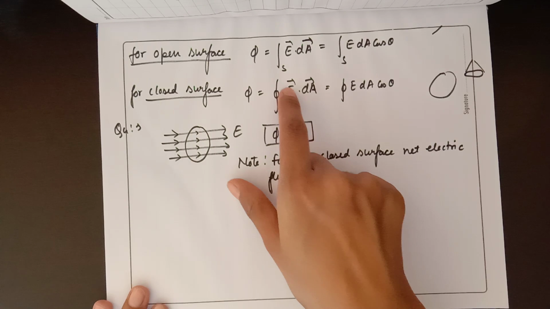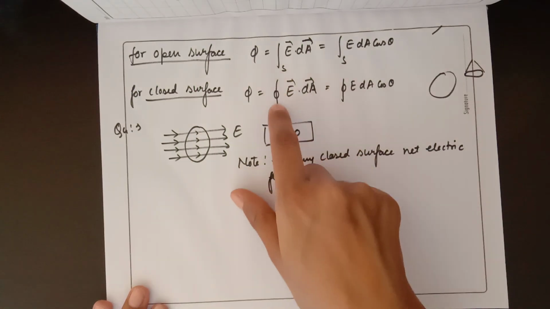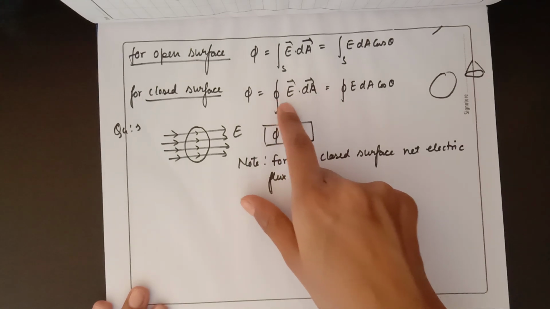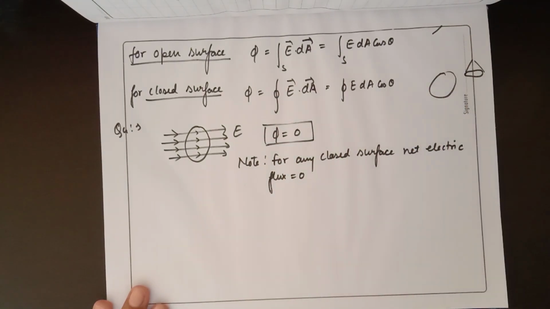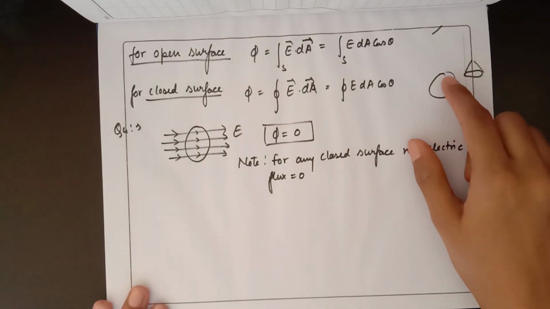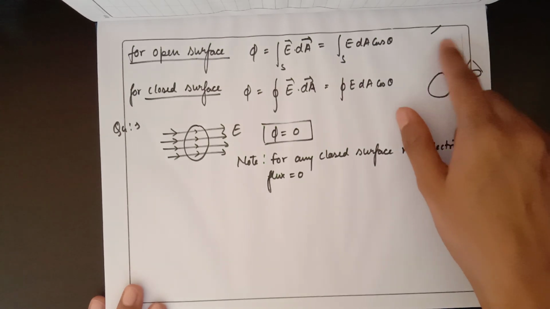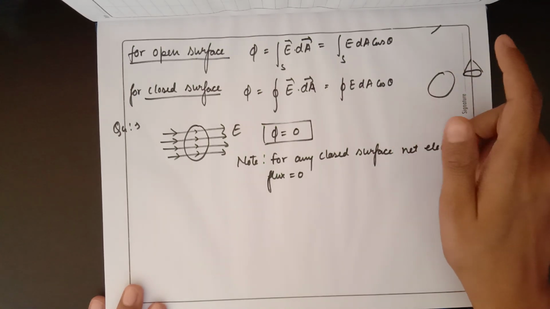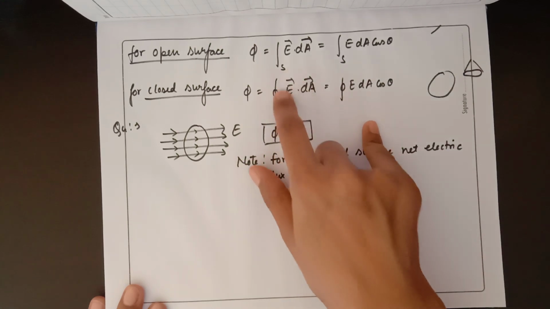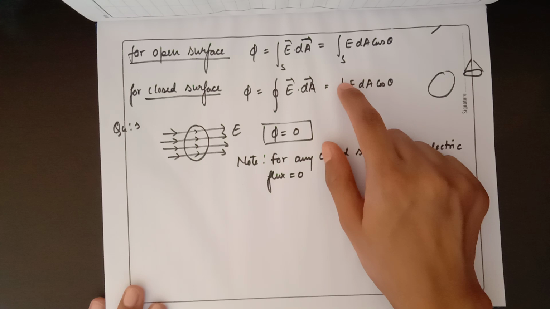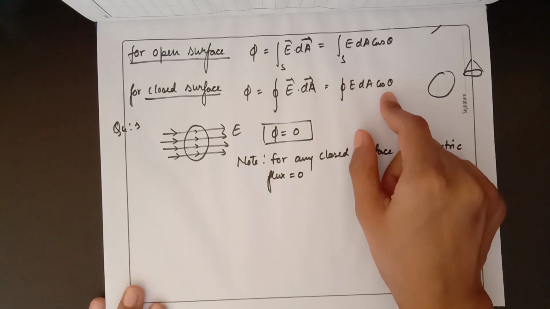And for a closed surface we put a circle sign over this integral. This is the integration over a closed surface. By closed surface we mean a surface which is closed. For example, the surface of a sphere is a closed body. A cone is a closed body, and we can take a cylinder, it is also a closed body. So for a closed surface we can write the integration of E dA is equal to, this is the sign for a closed surface, always remember it, E dA cos theta.